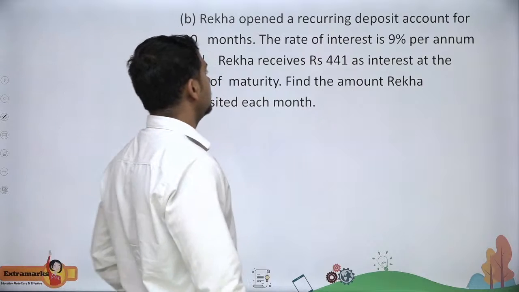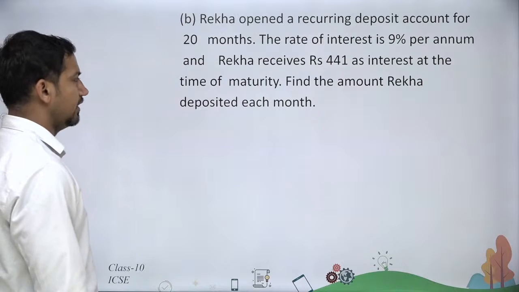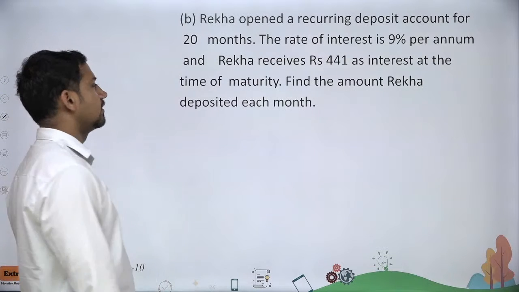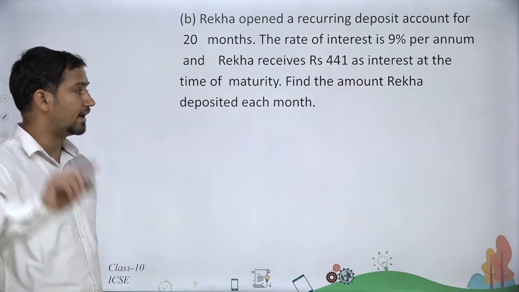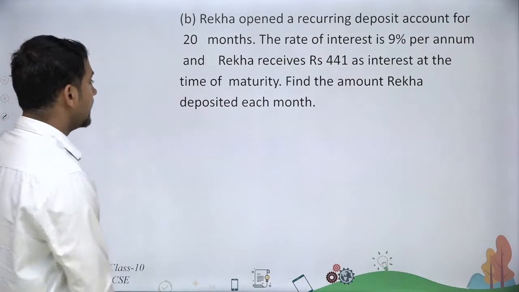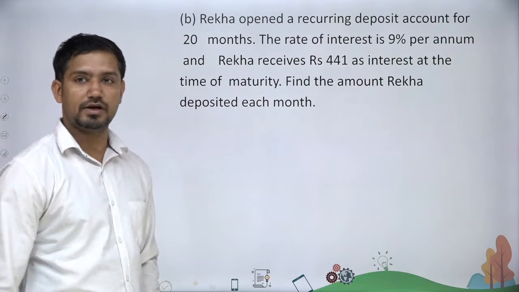Rekha opened a recurring deposit account for 20 months and the rate of interest is 9% per annum, and Rekha received rupees 441 as interest at the time of maturity. Okay, at the time of maturity. Find the amount Rekha deposits each month. So we have to find the amount Rekha deposits every month.